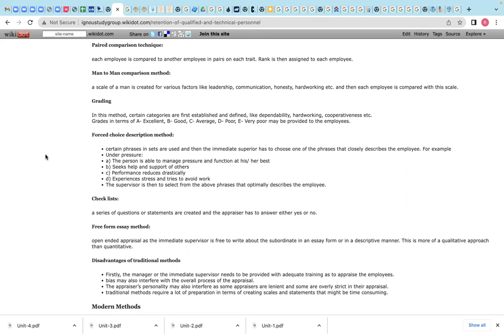The last one is free form essay, where you write a big essay kind of a thing, free flowing text. You write whatever you want in a descriptive manner, right? So these are some of the traditional methods.